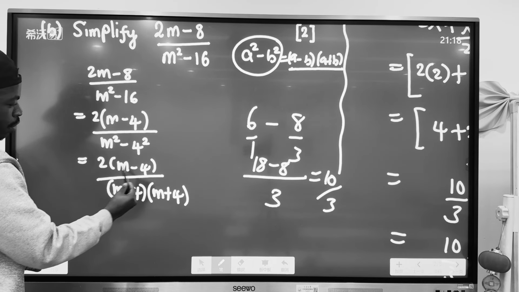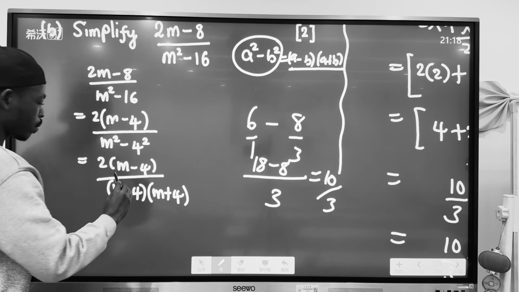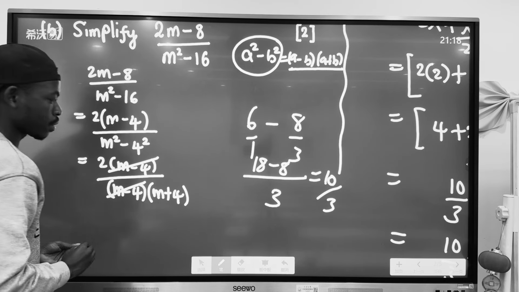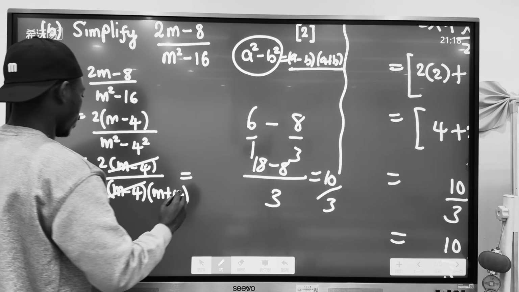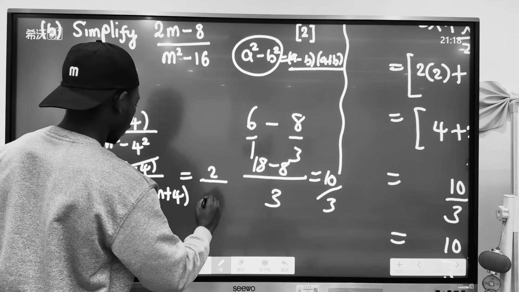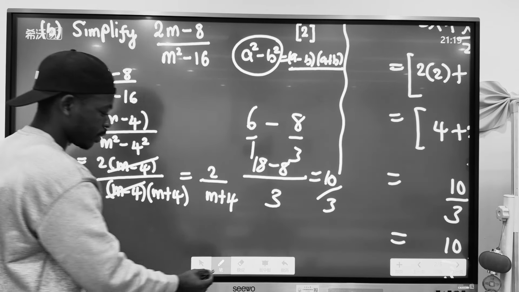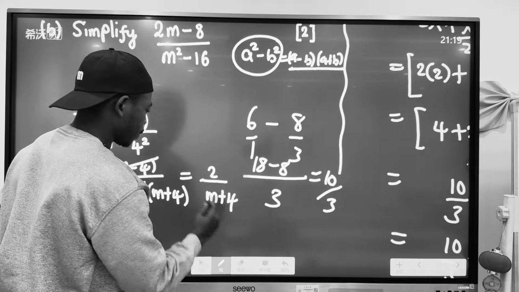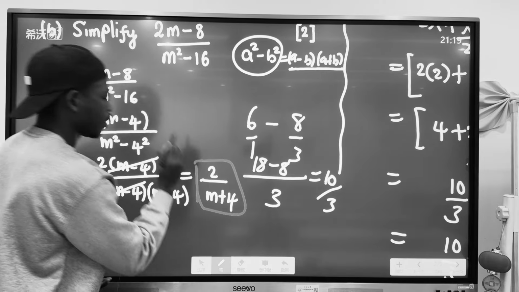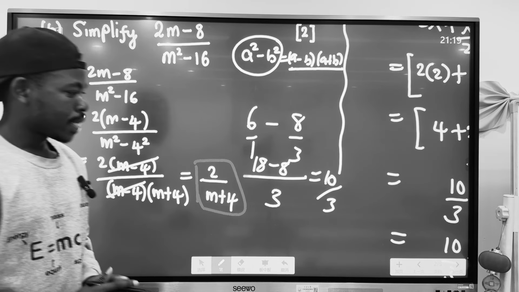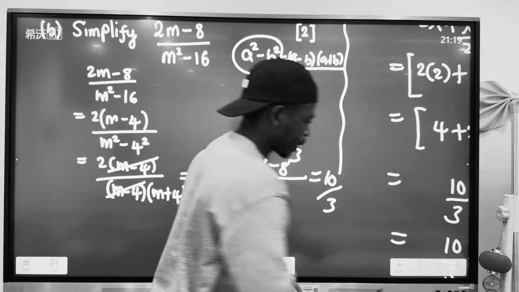So you can see that here we have m minus 4 and there m minus 4. So what can we do? We can cancel these two terms. So what we're going to have now is 2 divided by m plus 4. So we have simplified this expression. So this is the answer, and it gives you 2 marks. Okay, let's see what we have in the next question here.